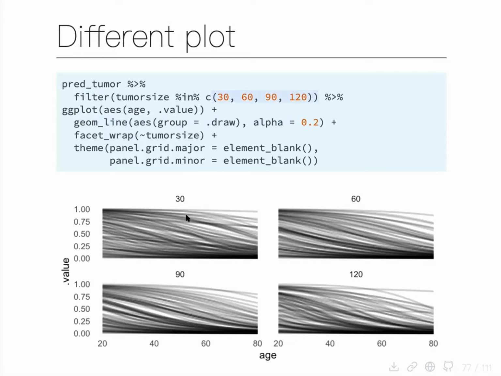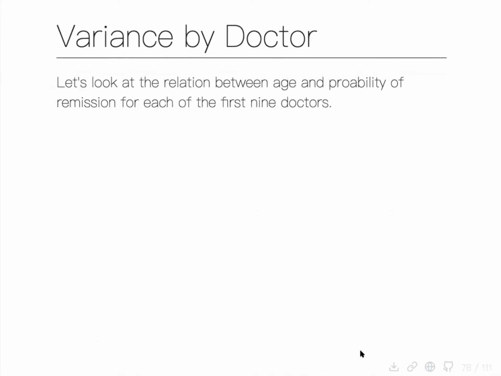And again, you can see there's not like a ton of difference. Higher ones probably more so, but that's part of why the interaction between age and tumor size is not big. Okay, couple more things here before we wrap up for the day. We also probably will care about the variance by doctor.